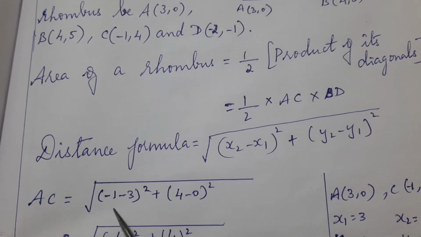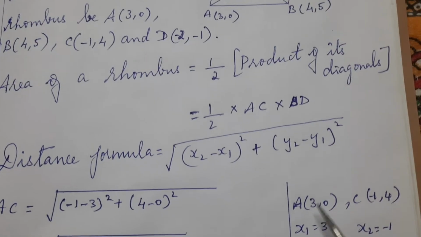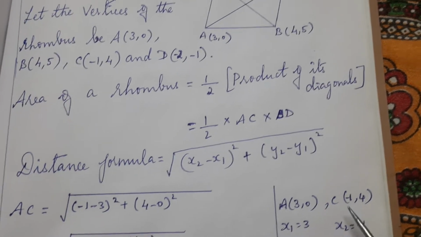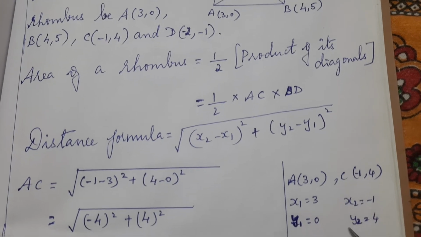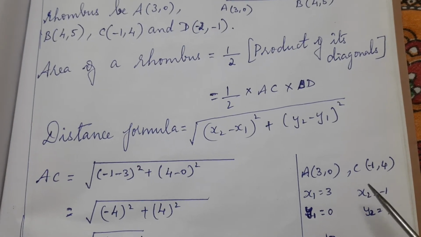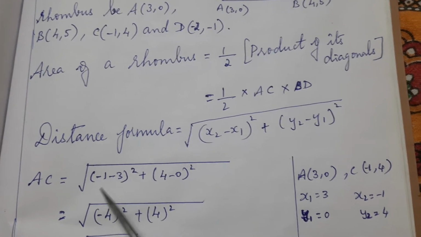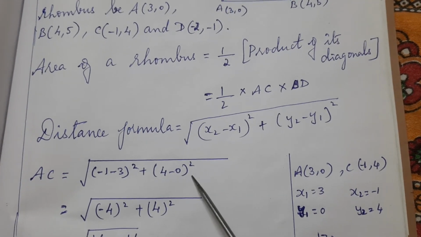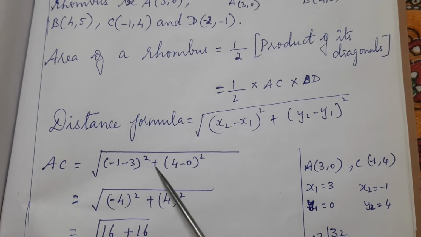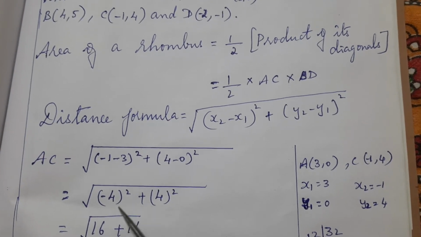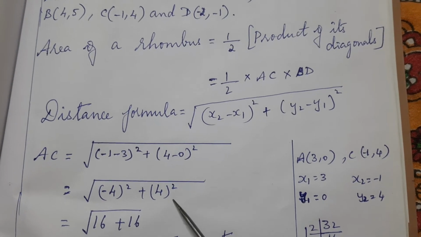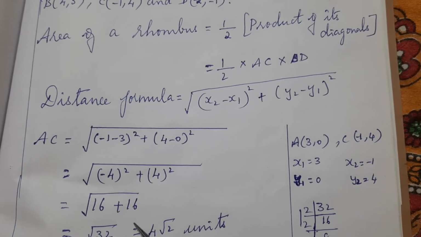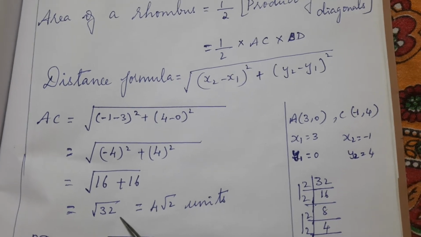Now AC: A is (3, 0), C is (-1, 4). So A will be x1, y1, and C will be x2, y2. Substituting these values in the distance formula, (-1 minus 3) the whole square plus (4 minus 0) the whole square. -1 minus 3 becomes -4, the whole square, plus 4 minus 0 becomes 4 square. -4 square is 16, 4 square is 16. That is equal to root 32.